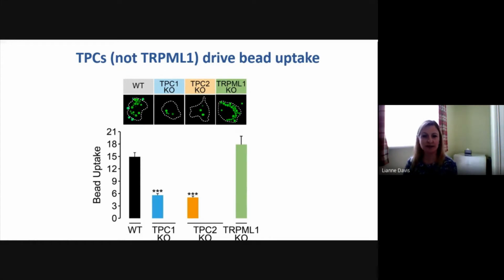To confirm that the inhibition of uptake was specifically due to the loss of TPC channel, we rescued the response by re-expressing the missing isoform. Moreover, this rescue required that an active channel be expressed because a pore dead mutant channel failed to rescue. As with calcium then, active TPCs, but not TRPML1, are key for the FcR-mediated phagocytosis.